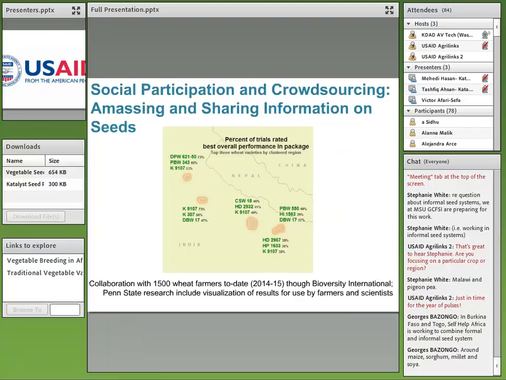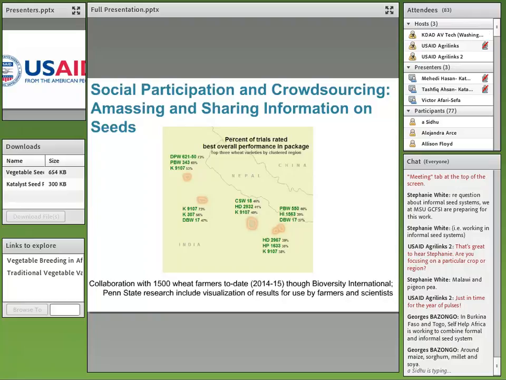Okay, second application is to this idea of social participation and crowdsourcing. This is another CG collaboration that I have with Bioversity International. The idea is to share information and build social inclusivity through social participation and crowdsourcing approaches. I'll give the example of the India part of this project. We also have plans for Ethiopia and for Central America. In the India part, it's work on wheat and rice. In the case of the crowdsourcing, it's really information sharing at this point. There are 15,000 farmers who are sharing information about wheat varieties.